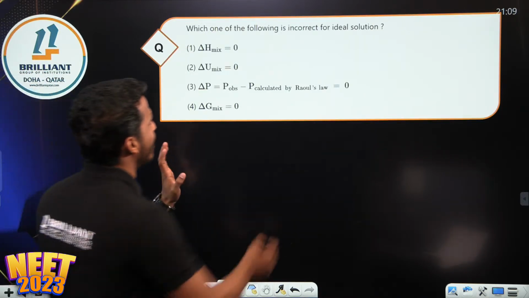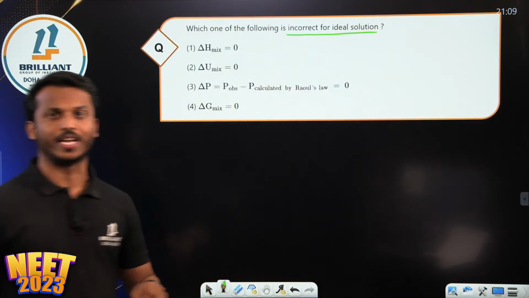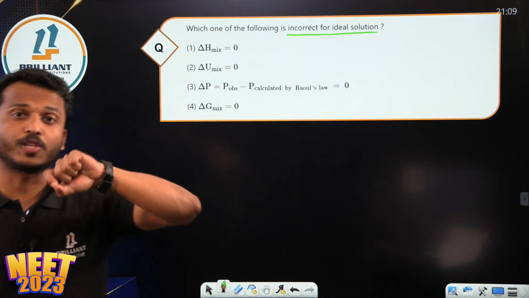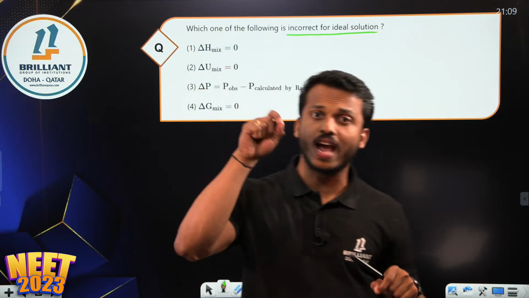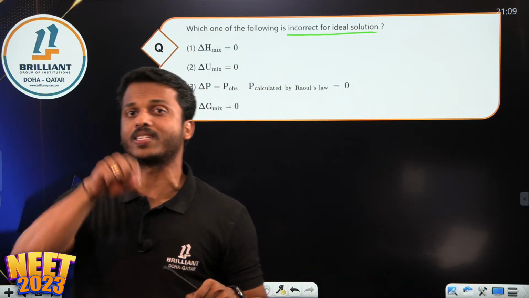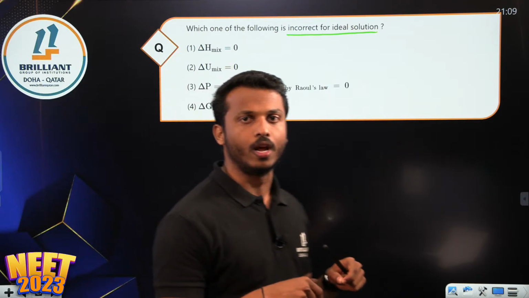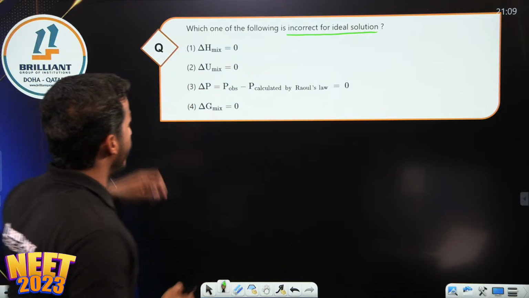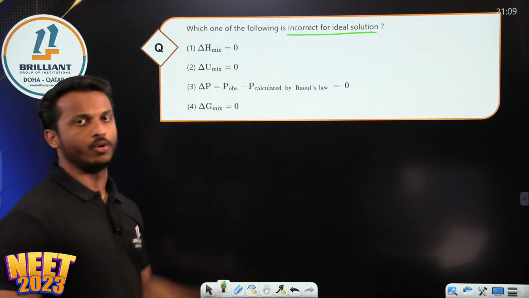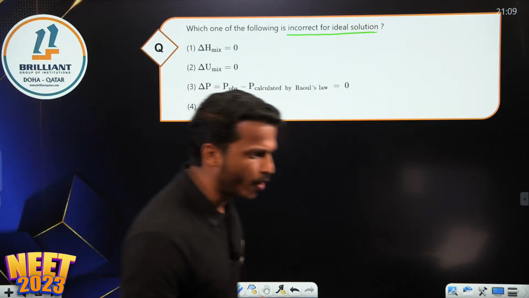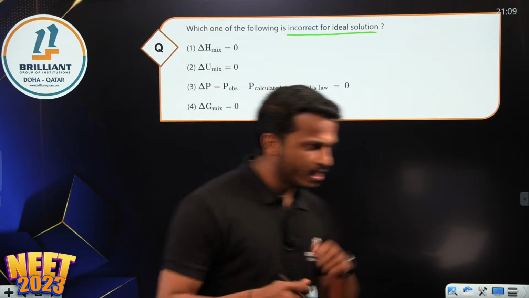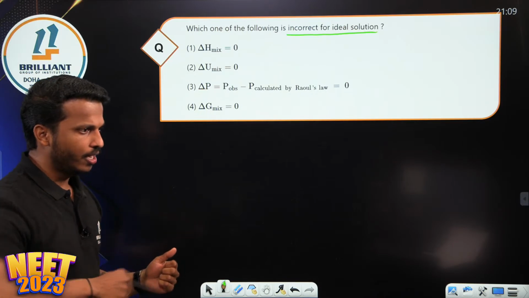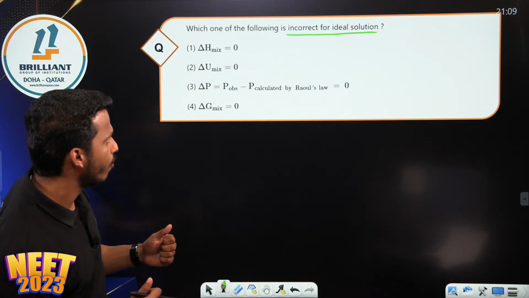Which one of the following is incorrect for an ideal solution? Can you give the answer, dear all? Whenever you are answering, especially in NEET competitive examinations, whether they ask for a correct statement or incorrect statement, true statement or false statement, which are correct and which are incorrect, be very careful about that. So please underline the term, dear all. Which one of the following is incorrect for an ideal solution? What is the answer? Which one is incorrect, dear all, for an ideal solution?